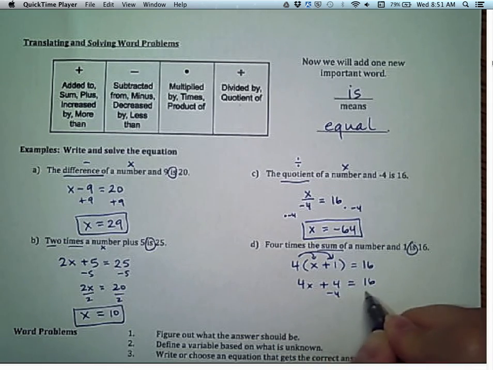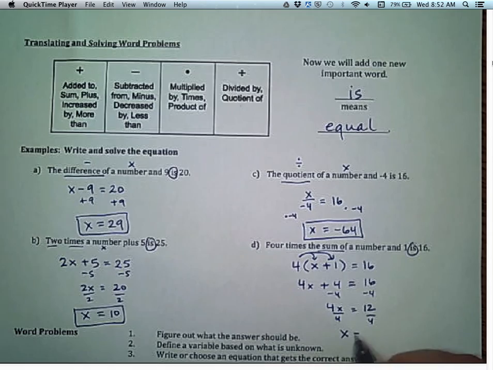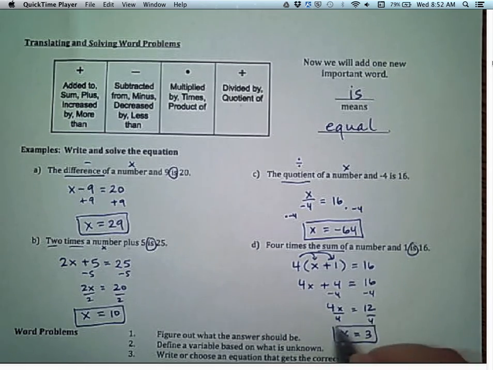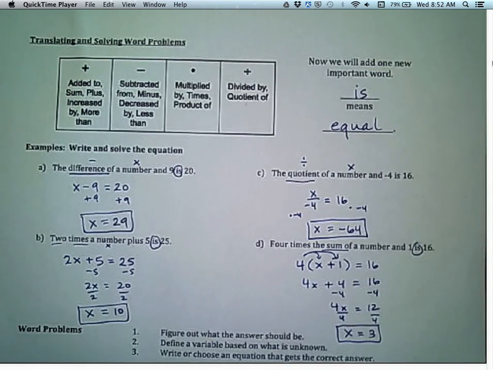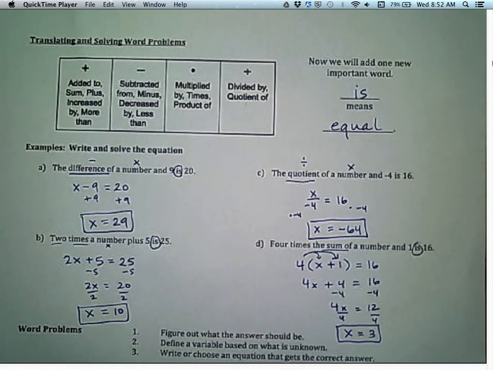We'll subtract 4 on each side. So 4x equals 12. Divide both sides by 4, so x equals 3. Okay, so remember some of those trickier translations. When it says the sum of, that part has to go in parentheses, and that's going to be a distribution problem.